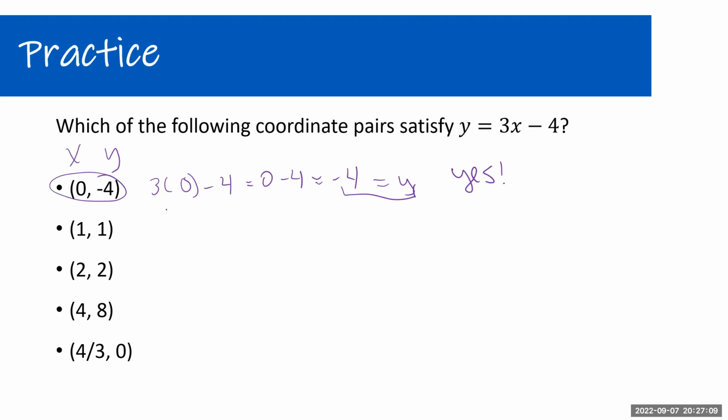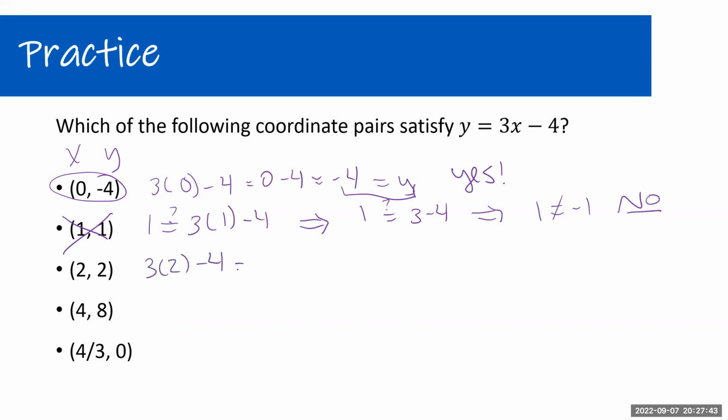What about 1, 1? Is 1 equal to 3 times 1 minus 4? Well, we can move over here. Does 1 equal 3 minus 4? Well, 1 is not equal to -1, right? So no, not to this one. Try 2, 2. Let's do 3x minus 4. So 3 times 2 minus 4 is going to be 6 minus 4, which is 2, which is in fact our y. So yes.